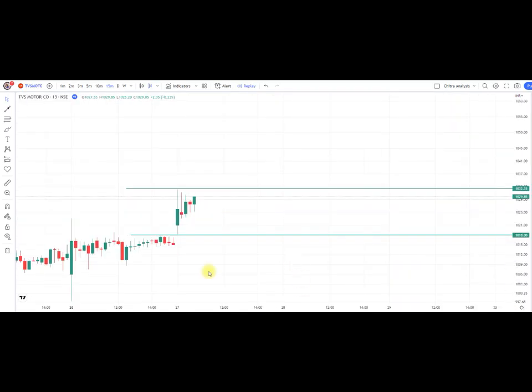This is the TVS Motors 15 minutes time frame chart. The 15 minutes time frame can be used by intraday traders. Here we got the mother candle, and after that we got 4 child bars inside the mother candle. So this is a valid pattern. One can enter into the long or short trade accordingly. If the high is taken away, we can enter into the long trade, and if the low is broken, then we can enter into the short trade. Now we can see how the trade is going on.